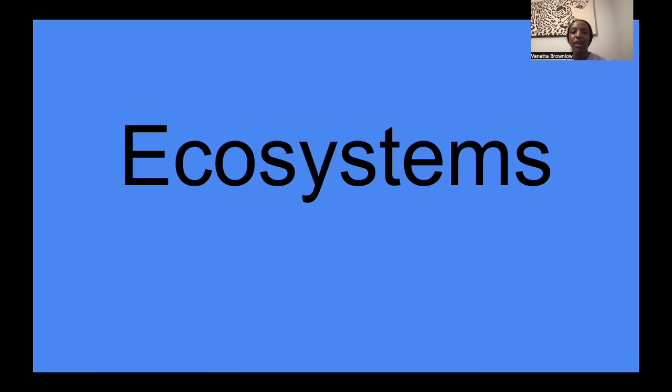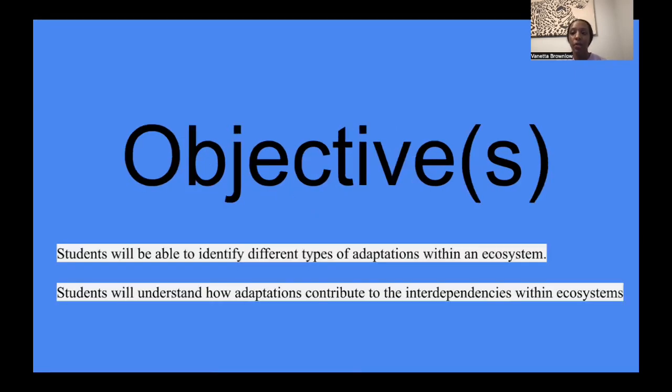Good morning, everyone, and welcome to today's lesson on exploring ecosystems. Today, we will be focusing on adaptation and the interdependencies. So our first thing that we would do today is just examine our objectives. Our objectives for today are to identify the different types of adaptation within ecosystems. We will also understand how adaptation contributes to the ecosystem interdependencies.